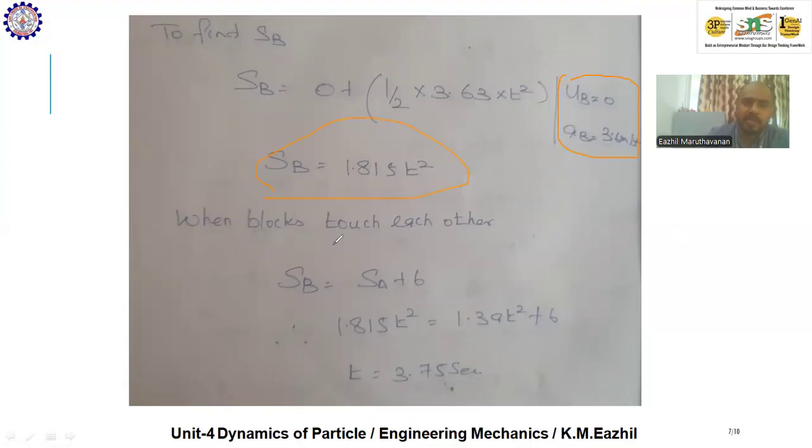While block B meets block A, the total distance traveled by block B will be S_A plus 6. Since the distance between the two blocks is 6 meter, S_B has to travel 6 meter and also the distance traveled by S_A, so that block B meets block A. So S_B is equal to S_A plus 6. We have calculated the values for S_B and S_A. By substituting all these values, we will get the time taken for block B to meet block A. The time taken is t equal to 3.75 seconds.